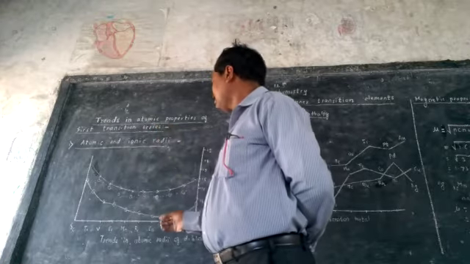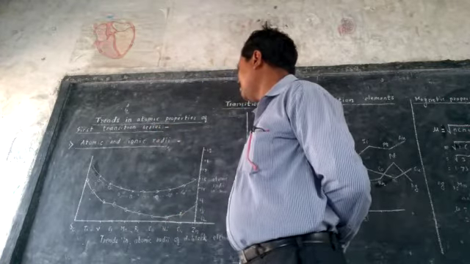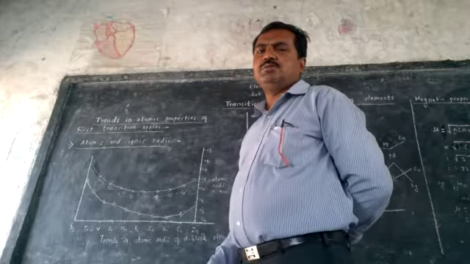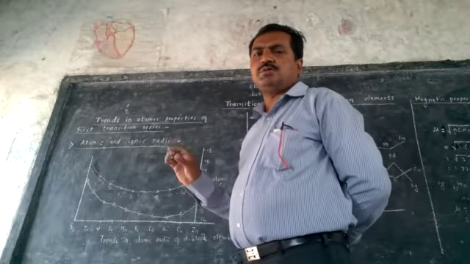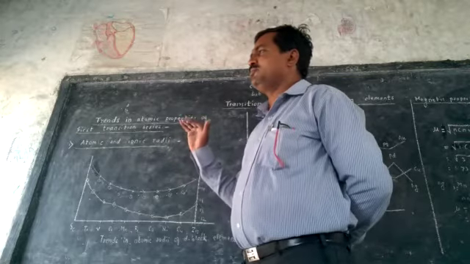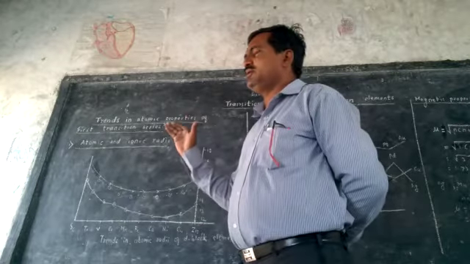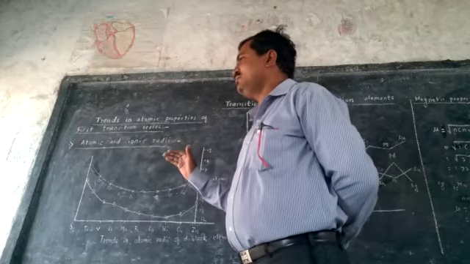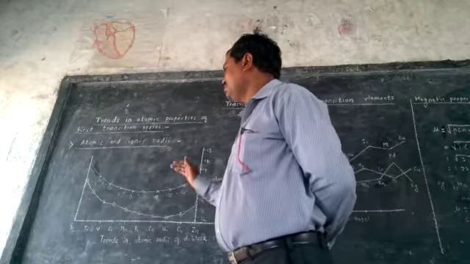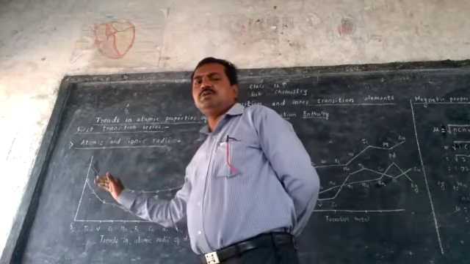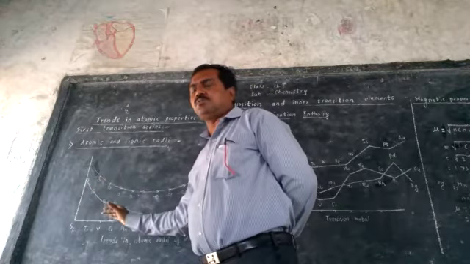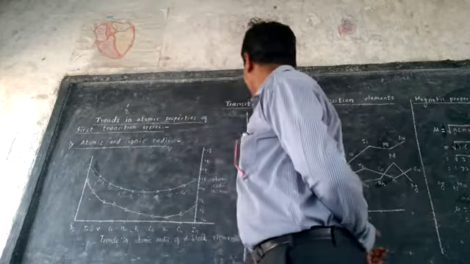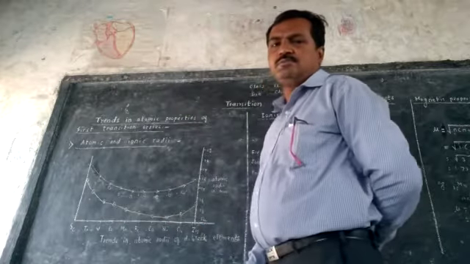Then the atomic radii decrease gradually. This sentence is important: as atomic number increases by 1 unit, the atomic radii of 3d transition elements decrease gradually from left to right, that is from scandium to zinc. Understand?